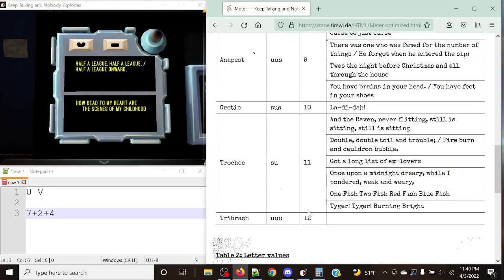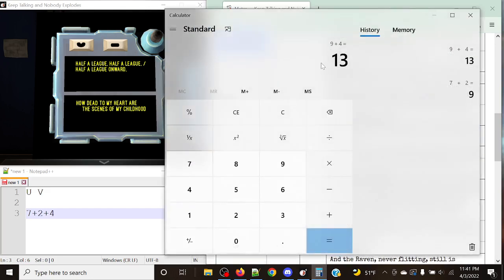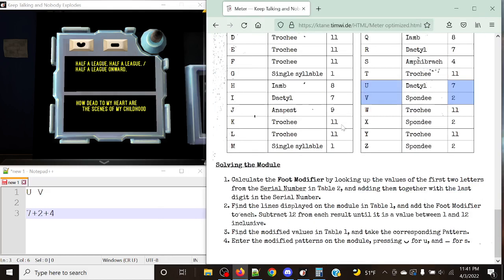As we can see, we actually have 12 values in each individual table, from 1 to 12. So what we can essentially do is modulo our foot modifier by 12 once we get it. So it's going to be a 1. And of course it says subtract 12 from each result until the value is between 1 and 12 inclusively.